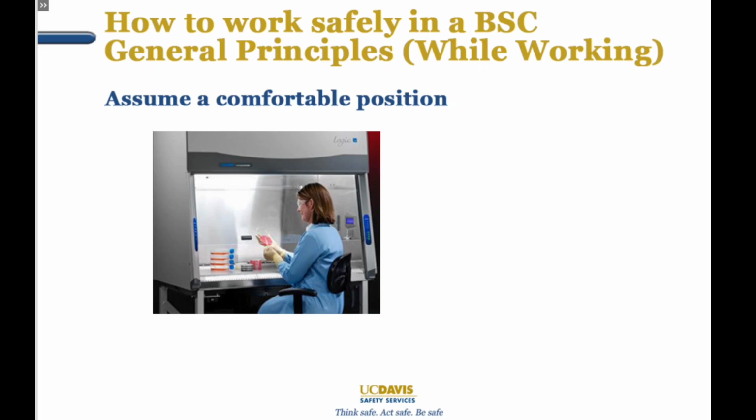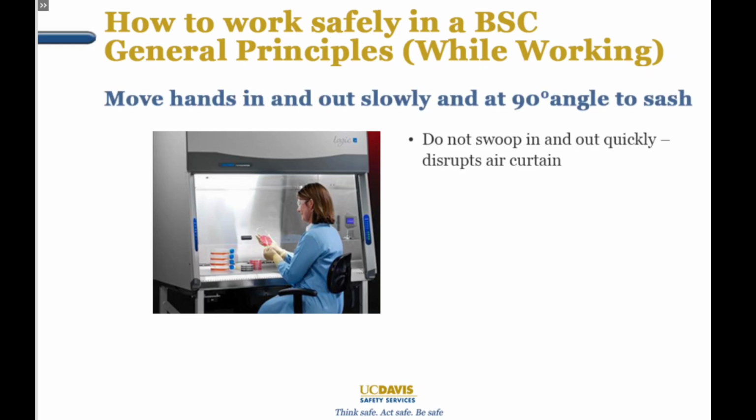Assume a comfortable position. Adjust seat height so that armpits are level with the bottom of the sash. This helps ensure that you will have a clear line of sight through the BSC window and your arms will be ergonomically positioned to work within the cabinet. Another key component to maintaining containment is the movement of your hands in and out of the BSC and also around within the BSC. Move slowly, and if you must remove your hands, do so in a back and forth manner perpendicular to the sash rather than by swooping in and out.